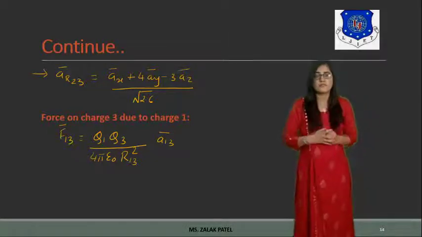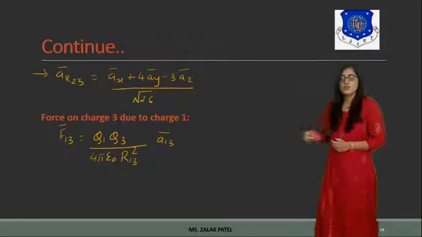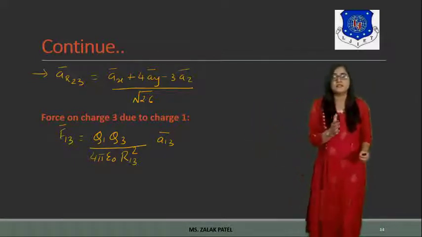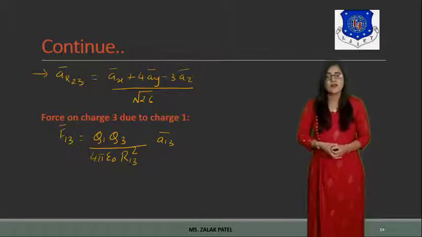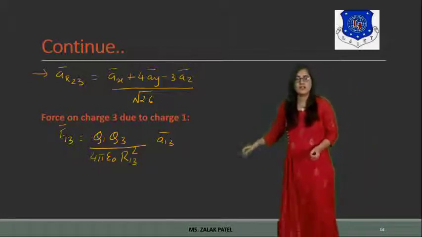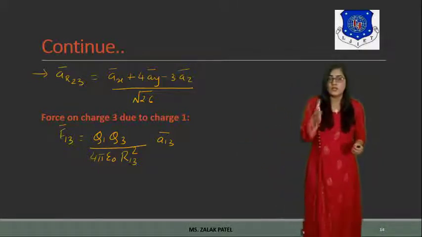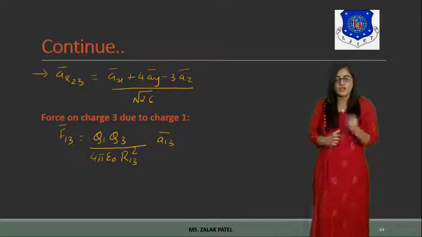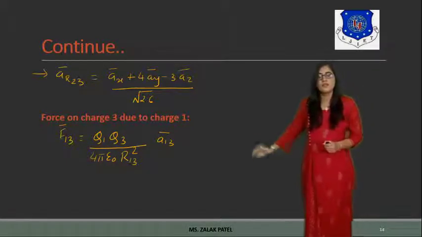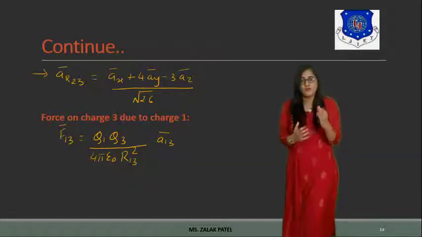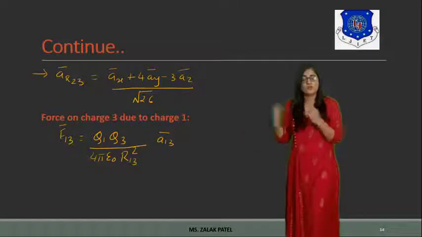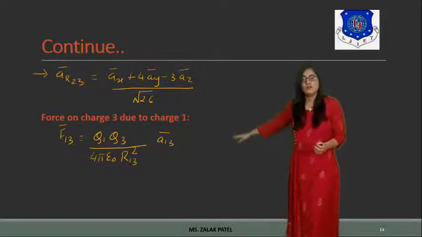1 upon 4 pi epsilon 0 is nothing but the constant. So Q1 Q3 upon 4 pi epsilon 0 into R13 square. R13 square is the distance between point charge Q3 and Q1. Here our source point is charge Q1, so we have to subtract the location of Q1 from Q3, which we already did in the previous slide. So let's use it in this slide for putting the values in this equation.